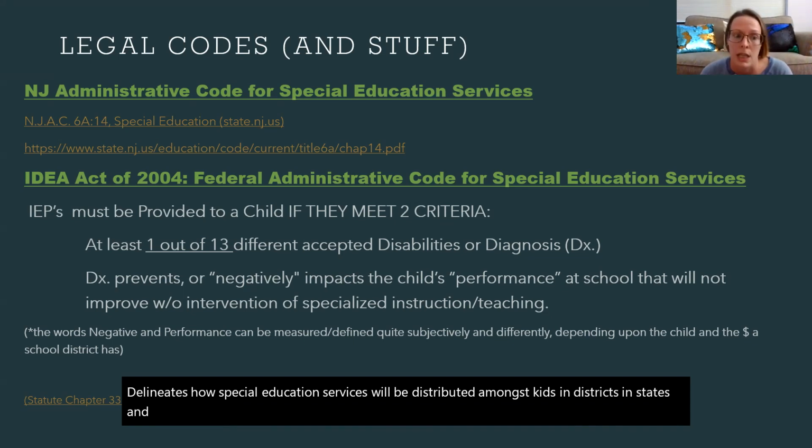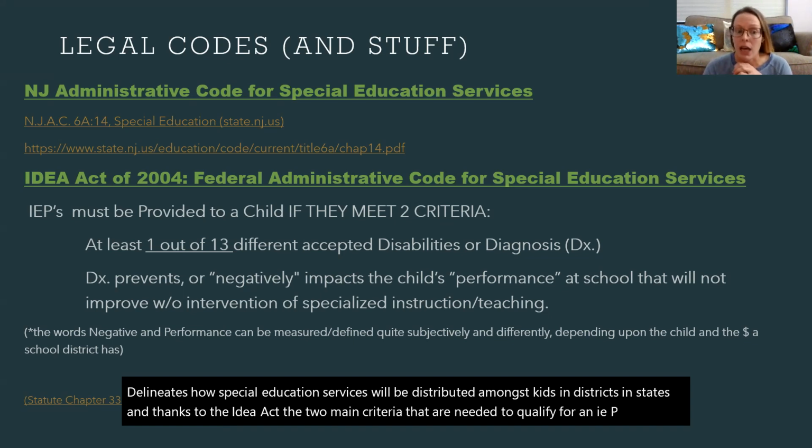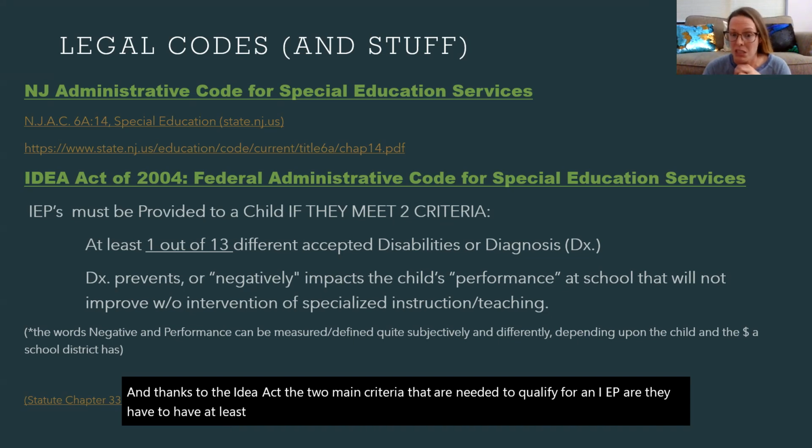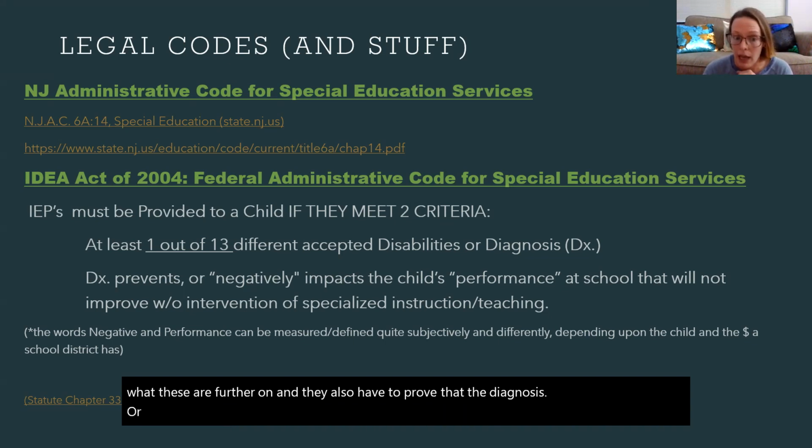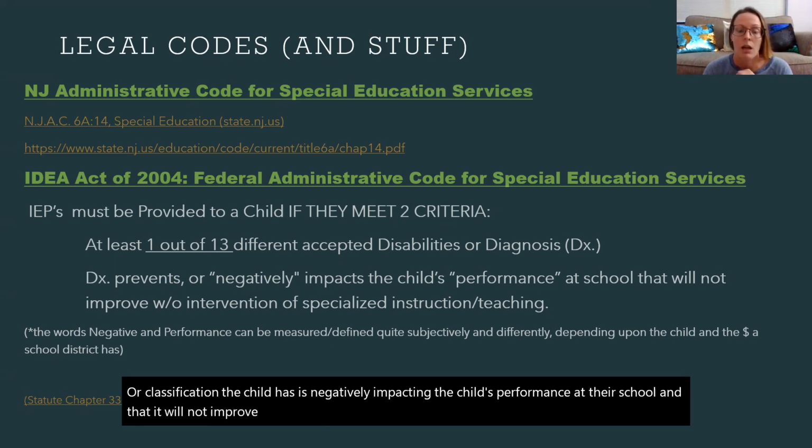And thanks to the IDEA Act, the two main criteria that are needed to qualify for an IEP are they have to have at least one out of 13 different accepted disabilities or diagnoses. We will go into what these are further on. And they also have to prove that the diagnosis or classification that the child has is negatively impacting the child's performance at their school and that it will not improve without intervention of specialized instruction or teaching.